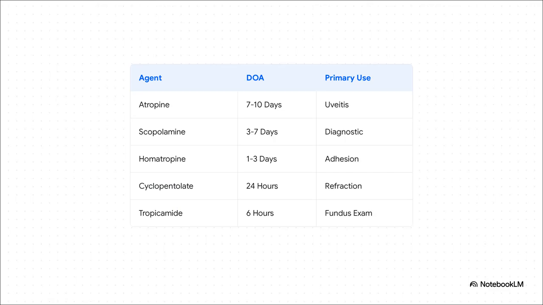So how do we choose which drug to use? It all comes down to the duration of action. Look at atropine on this table. Its effects stick around for a massive 7 to 10 days. That's amazing for treating severe inflammation or a lazy eye, but it's an absolute nightmare for a routine exam. For a pediatric refraction, cyclopentolate is your best friend, giving you solid cycloplegia for about 24 hours. And for a standard adult fundus exam where you just need to open the pupil, tropicamide is the gold standard. It does the job and wears off in a very manageable 6 hours.